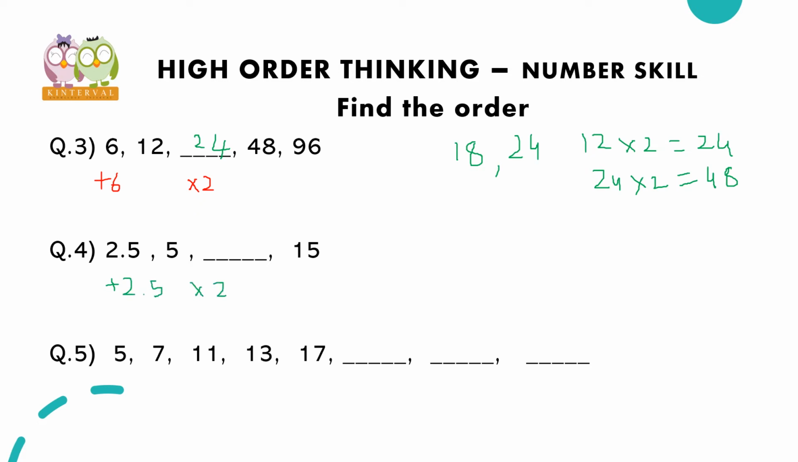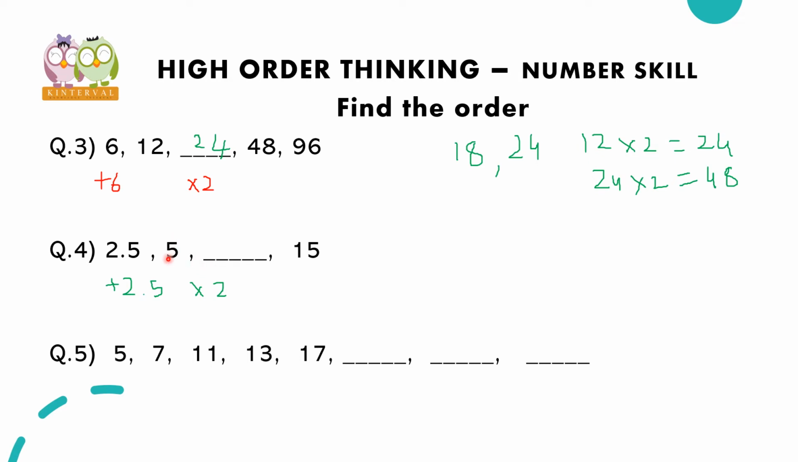But since they've given you 15 here, if you go from 5 multiplied by 2 and write 10 over here, it's wrong, because that will go into the skip counting of 5 then. So that one is not going. So the pattern is: the first one is going plus 2.5 and then the second number is going multiplied by 2.